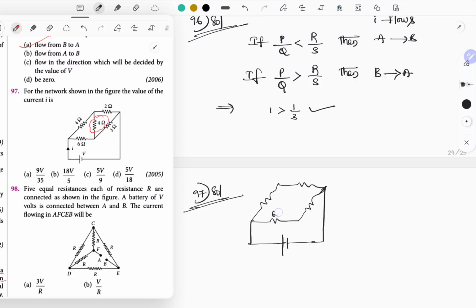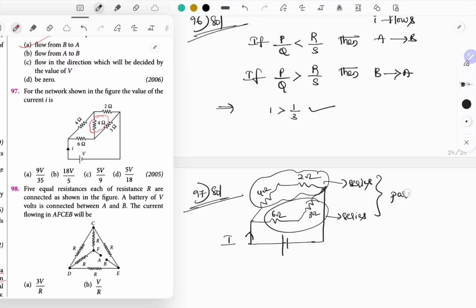So what is the question they're asking? This is 6 ohm and 3 ohm, 4 ohm, 2 ohm. They're asking the current flowing through the circuit, right? These two resistors are now connected in series, these two are connected in series, and the remaining combination is connected in parallel. So let's find those. This series combination will give you 6 ohm and this series combination will give you 9 ohm.